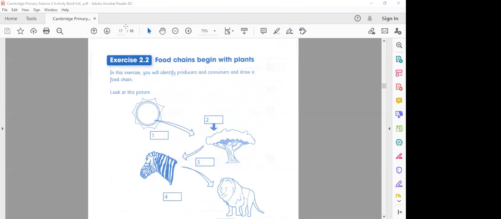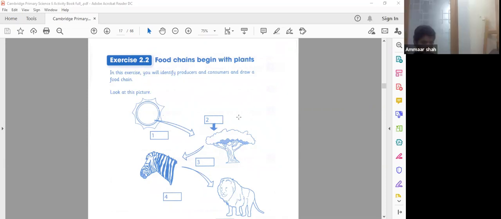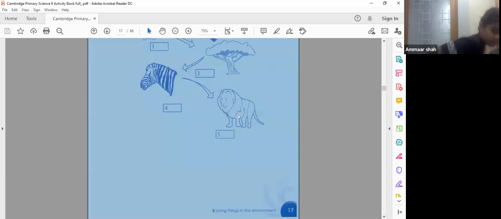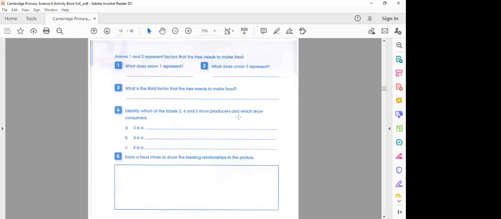But here the tree is already mentioned, right? So how is the tree helping to make its food? Water through the roots, and chlorophyll in the leaves. What does it need? It needs carbon dioxide, correct? Draw a food chain. You can easily draw a food chain.